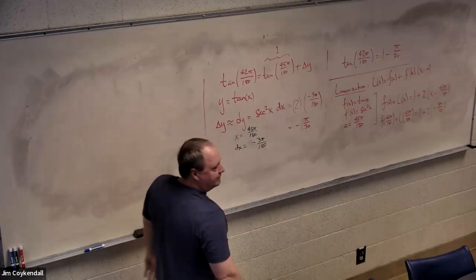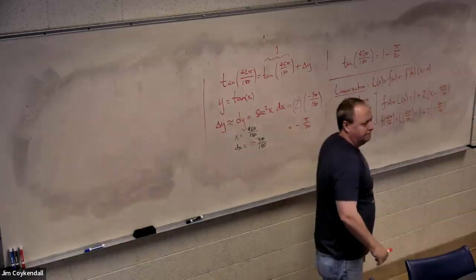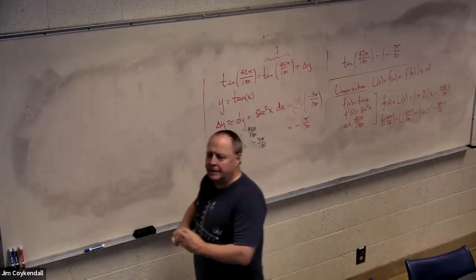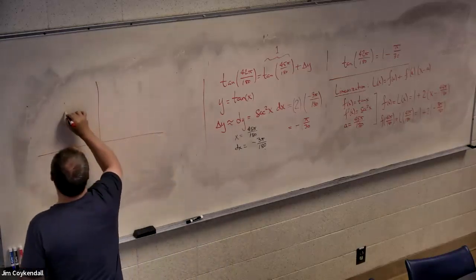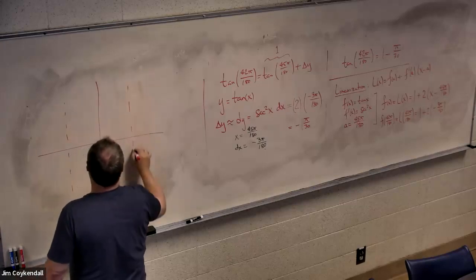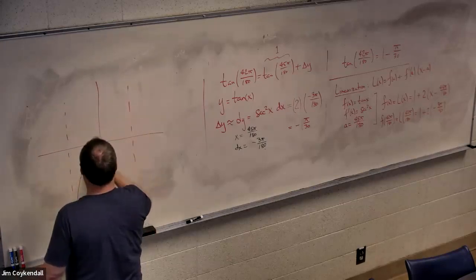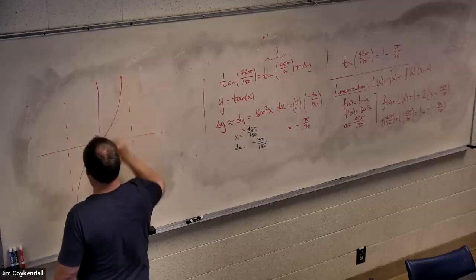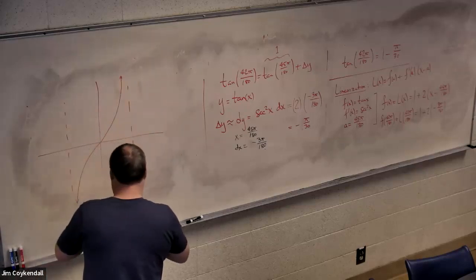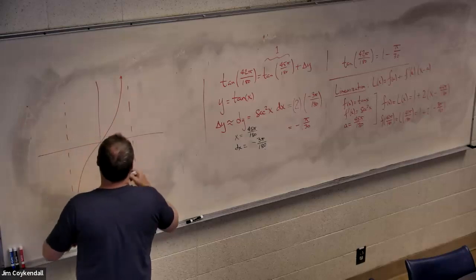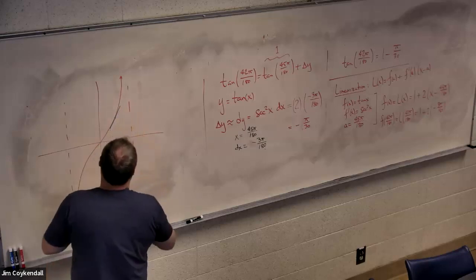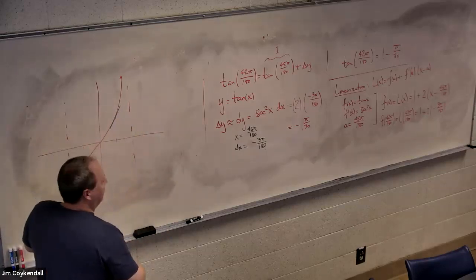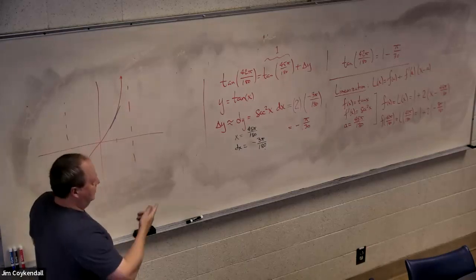Is the estimate too big or too small? Let me remind you what tangent is like. I'll try to draw a good picture. I'll show you, verify that. Pi over 4 is not right there. Use the tangent line to estimate tangent of 42 degrees, which is a little less. Is the estimate too big or too small?